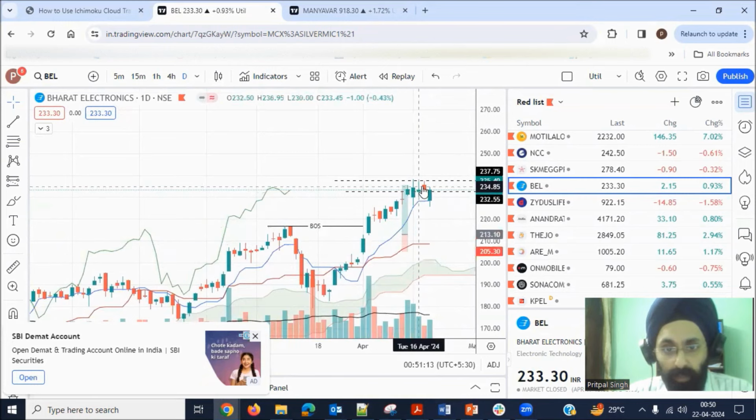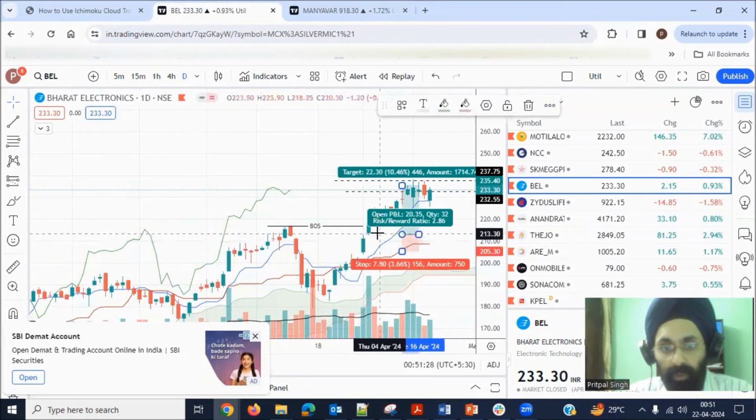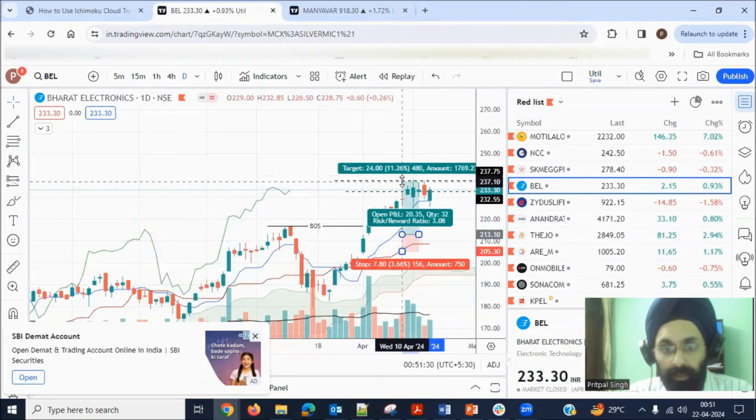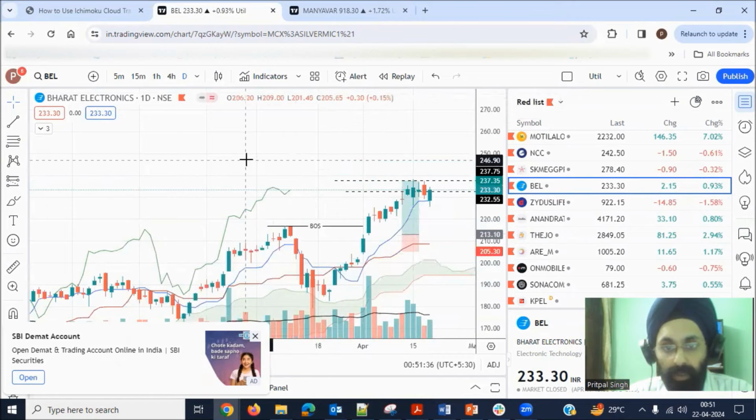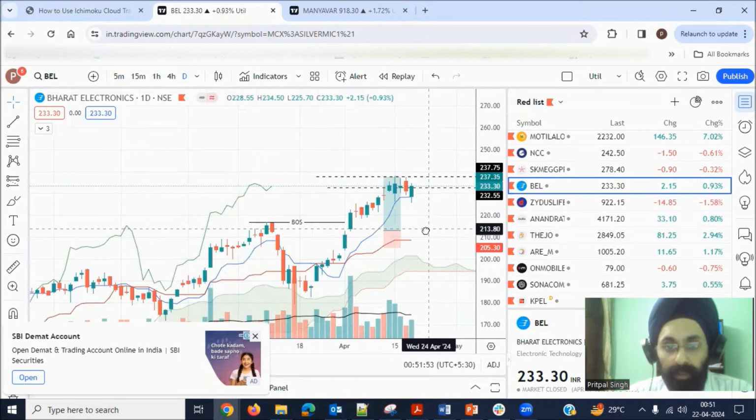Although in this case both my targets have already been hit, this was my final target and this was my partial target, if I show you the risk reward, this candle was quite big, so the risk reward was not great, but still 1 to 3.11, and it can go higher further. So some of the traders who have the mindset to hold trades for a longer period of time can do it.